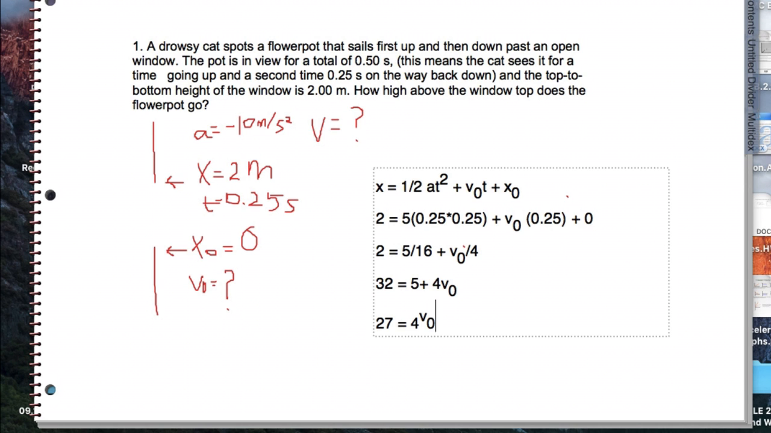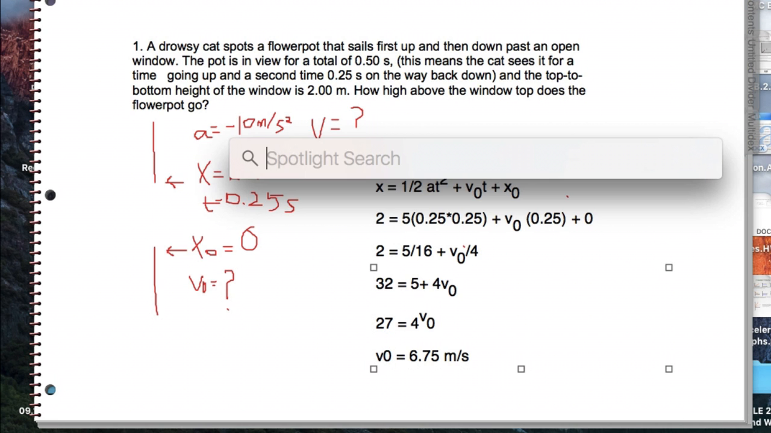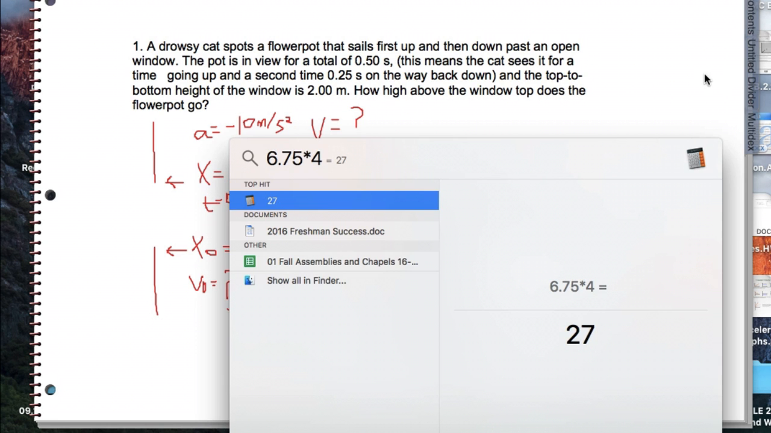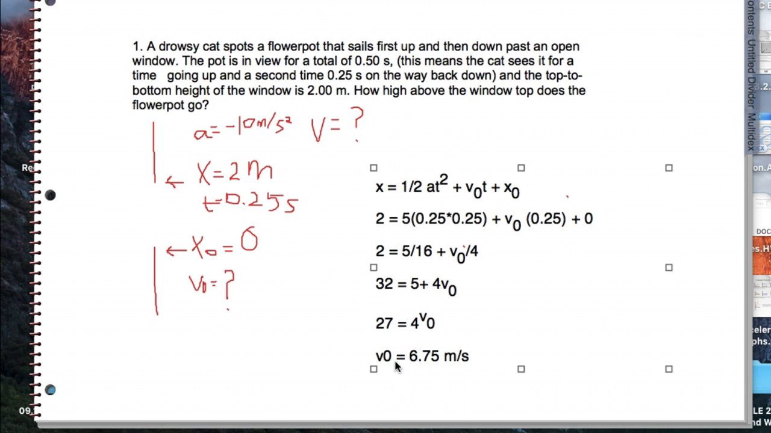Oh my gosh, this is so frustrating. Okay, so 4 V naught. So V naught equals 27 divided by 4. So 6 times 4 is 24, so 6.75 meters per second is going to be our V naught. Let's just double check that. 6.75 times 4 is 27. Okay, that was just a nightmare with the typing.